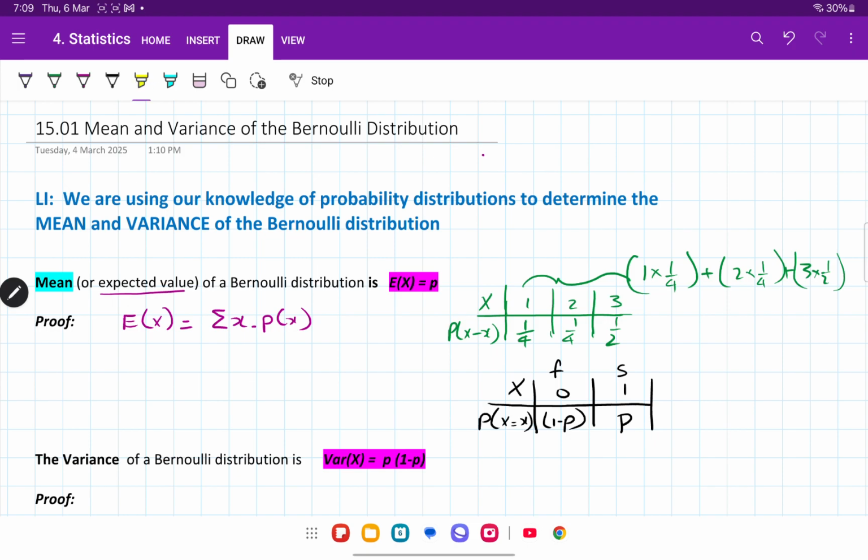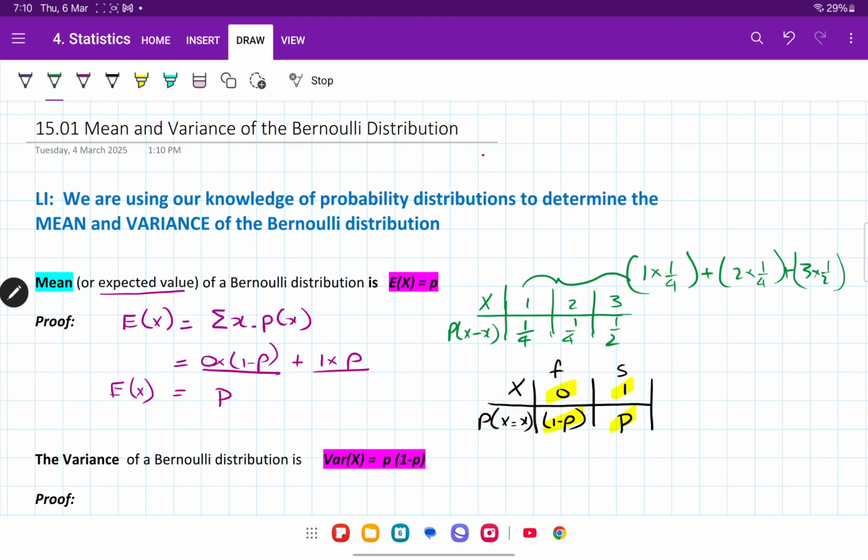So let's do our first one. We're going to do x equals 0, times the probability of that one. So we've got 0 times (1 minus p), plus, for our sum, the next one: x is 1, success, times the probability of getting a success, which is 1 times p. Now let's have a look. 0 times anything is 0, and 1 times p is p. There we go, so there's our formula for expected value.